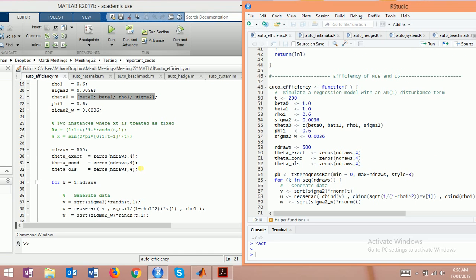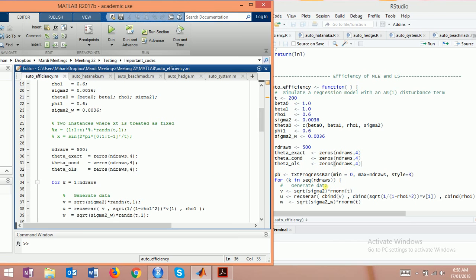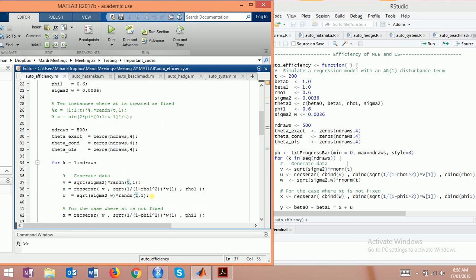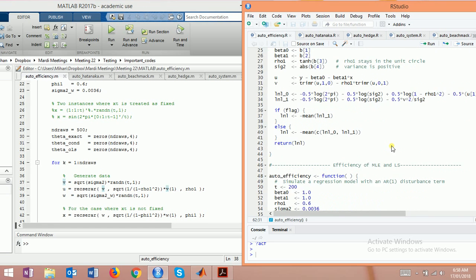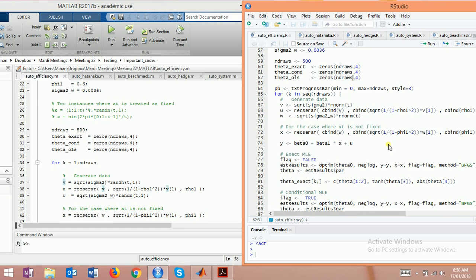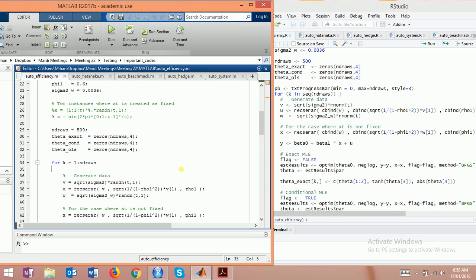Theta conditional zeros, n draws 4, theta OLS zeros, n draws 4, fine. PB text progress bar, minimum 0, maximum n draws, style 3. For k equal to 1 to n draws, or for k in sequence of n draws, zeros, ones and repeat matrix, good. K in sequence of n draws, fine.